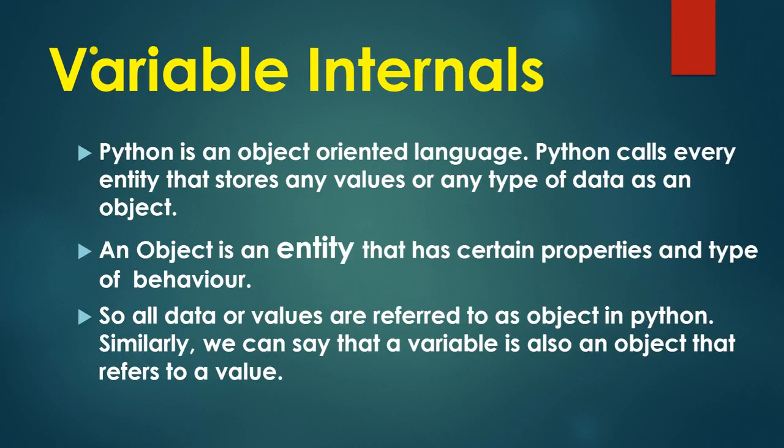Next is variable internals. Variable internals show first that Python is an object-oriented language. Python calls every entity that stores any value or any type of data an object. In Python, whatever we are storing is a type of object. An object is an entity that has certain properties and behavior. So all data or values are referred to as objects in Python. Similarly, we can say that a variable is also an object that refers to a value.